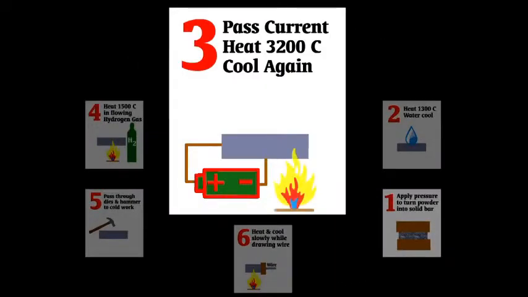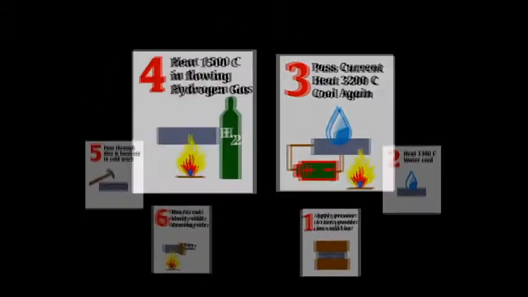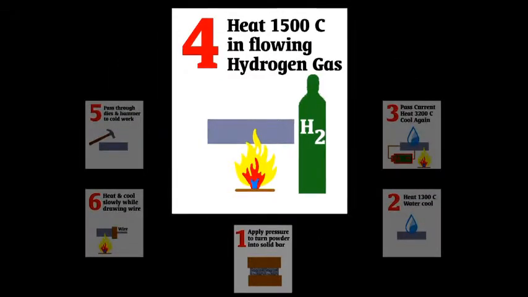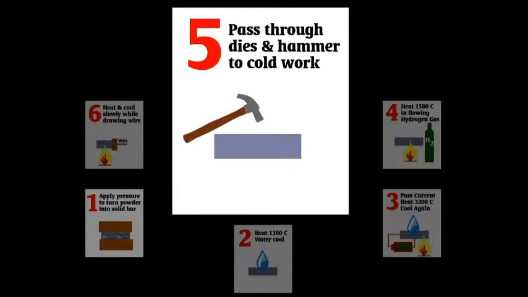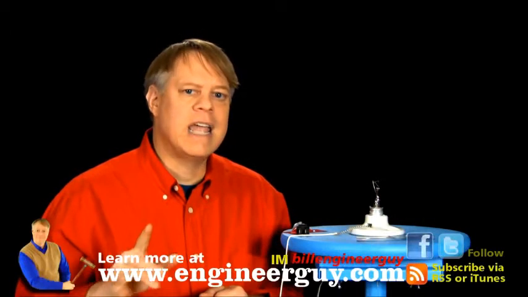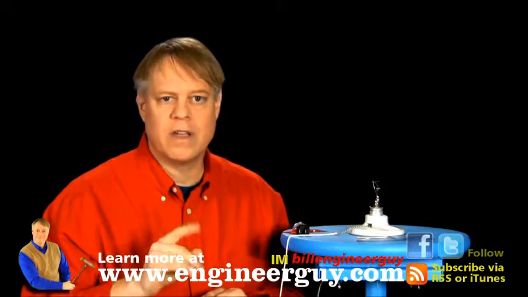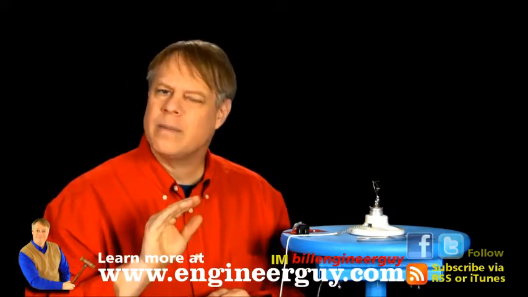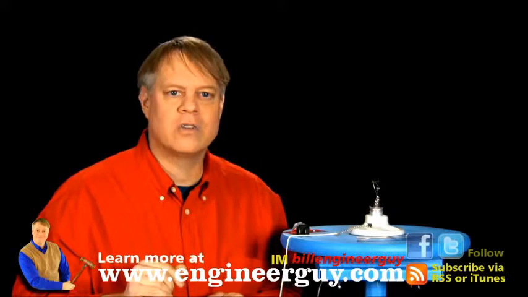3. Pass a current through the tungsten while heating it to 3200 degrees Celsius and then cool again. 4. Heat yet again to 1500 degrees Celsius, but this time while flowing hydrogen over it. 5. Pass it through a series of dies to cold work it and then hammer it. And then the 6th and final step, heat it and then reduce the temperature gradually while drawing it into a 1 millimeter diameter wire. Now I know that's a lot to take in, but take note that Coolidge used empirical observations, intuitions, and past knowledge, not purely scientific knowledge of tungsten.